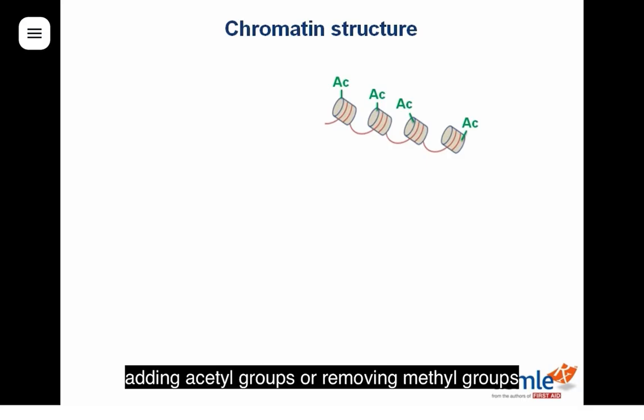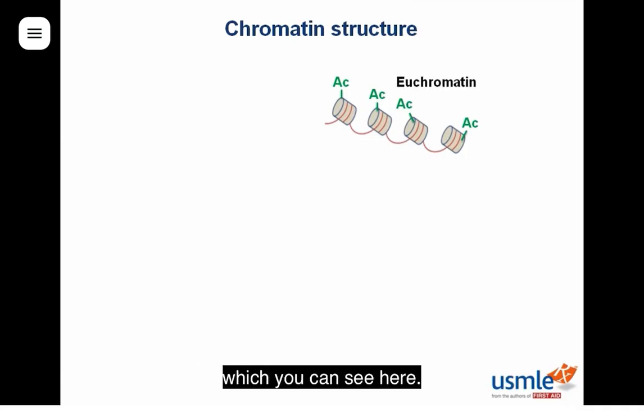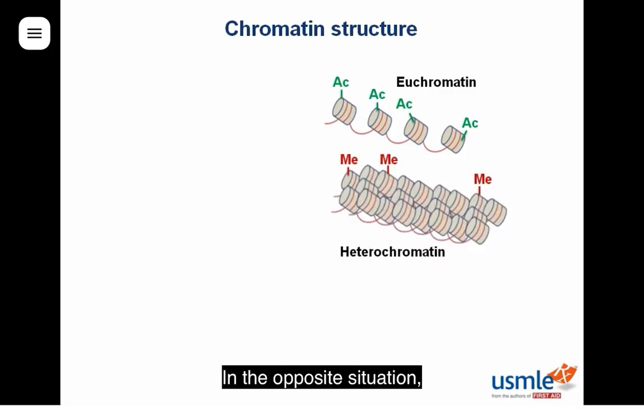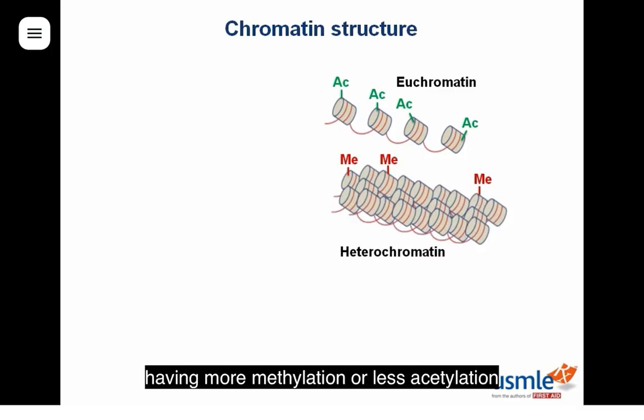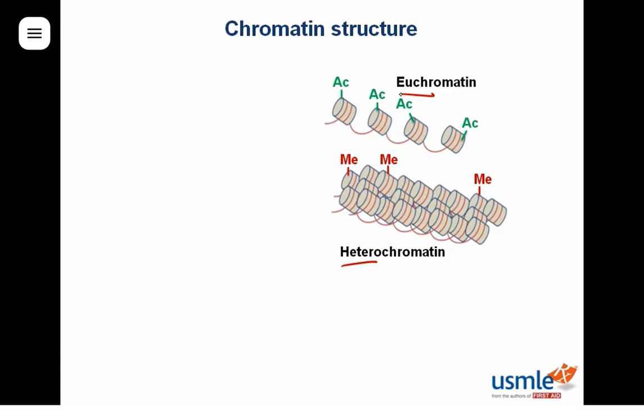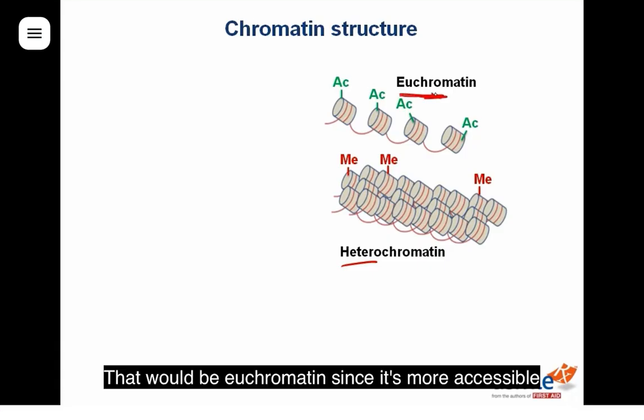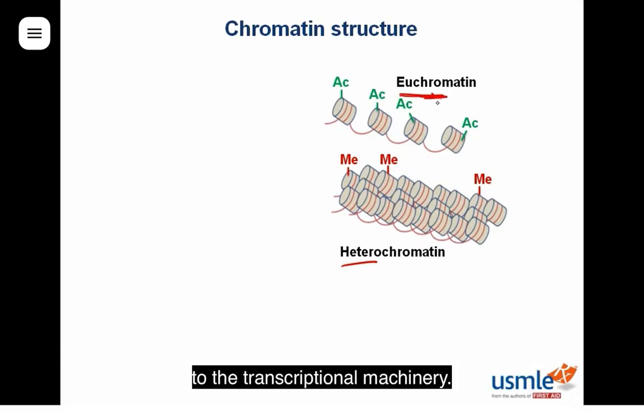But in general, adding acetyl groups or removing methyl groups allows the DNA to be more accessible to RNA polymerase and other transcriptional machinery. This is known as euchromatin, which you can see here. In the opposite situation, having more methylation or less acetylation results in tighter binding of DNA to histones so that it can't be transcribed, and this is called heterochromatin. So which is transcribed more, heterochromatin or euchromatin? That would be euchromatin, since it's more accessible to the transcriptional machinery.